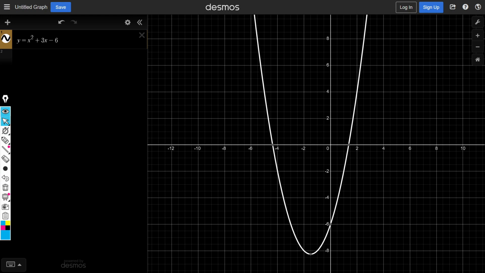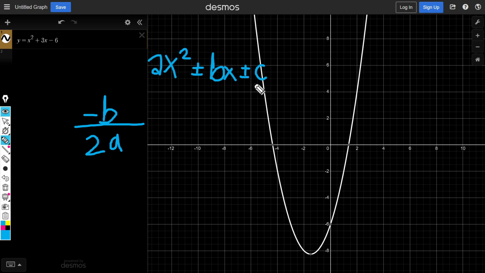If we look at this graph, x squared plus 3x minus 6, the axis of symmetry, it's not so obvious. That's where you need the axis of symmetry formula, negative b divided by 2a. In order to know the a and b values, you need it in standard form, like this right here. You would see the b here is 3, so you'd have negative 3 at the top. And the a here is 1, so you want to put 2 times 1 at the bottom. And the axis of symmetry is where x equals negative 3 over 2.